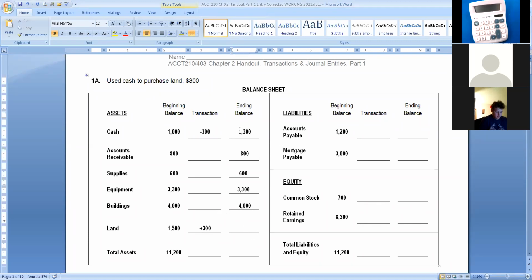I did this wrong. I'm sorry, change this. What did I do wrong? I added the cash instead of subtracting it. I'm sorry, change that. It should be 700.